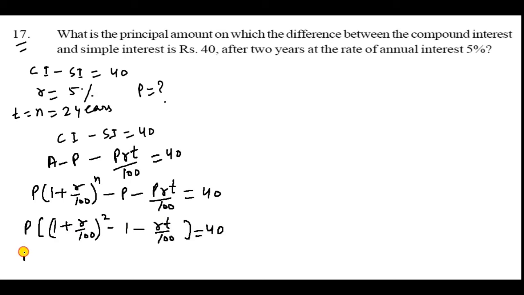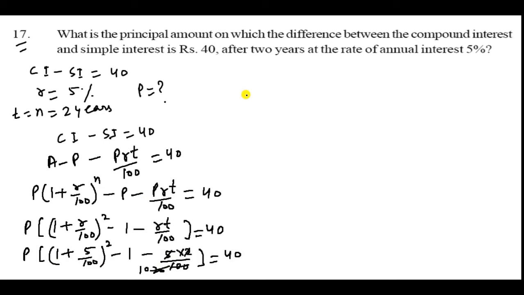Yes, now P will be common here. So we get 1 plus r upon 100 to the power 2, minus 1, minus rt upon 100, will be equal to 40. Now put the value. P we don't know, and 1 plus r is 5%, so 5 upon 100, and whole power is 2, minus 1, minus 5, t is 2, and here is 100, will be equal to 40. So what will happen? So 5 2 ja and 2 10 ja.